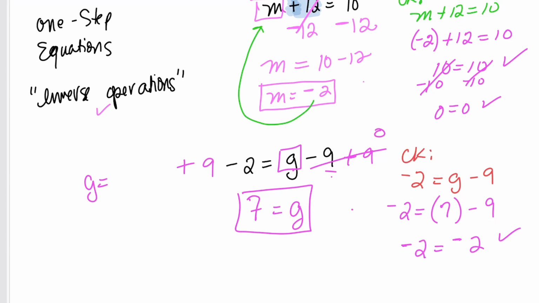So that checks. Again, let's say I want to continue. I'm going to add 2 to both sides. That's going to give me 0 is equal to 0. That checks, so I did this correctly. g is equal to 7 for this equation. All right. Now, let's continue.